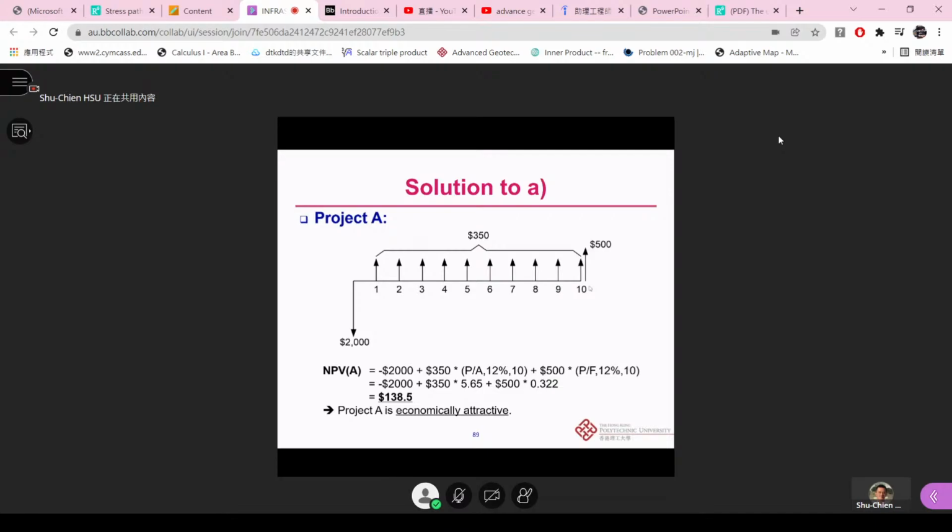If we use the NPV to make the decision, then project A is profitable and economically attractive. All right, that's good. Any questions about that?